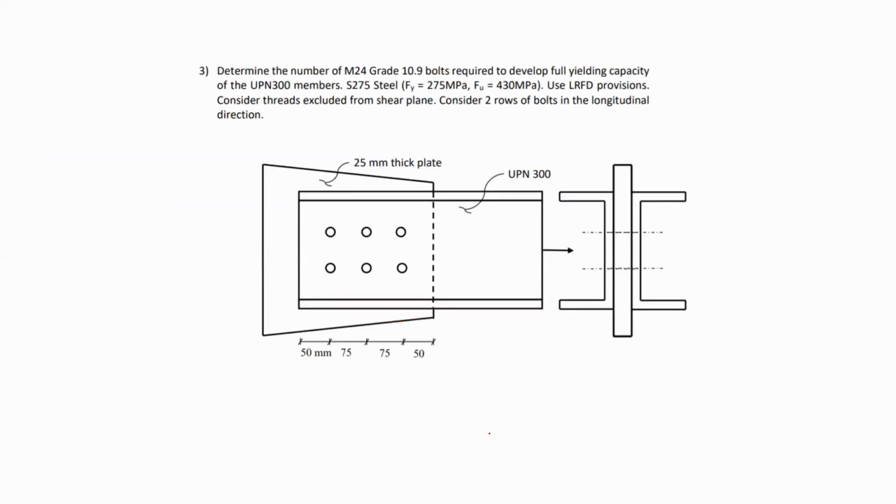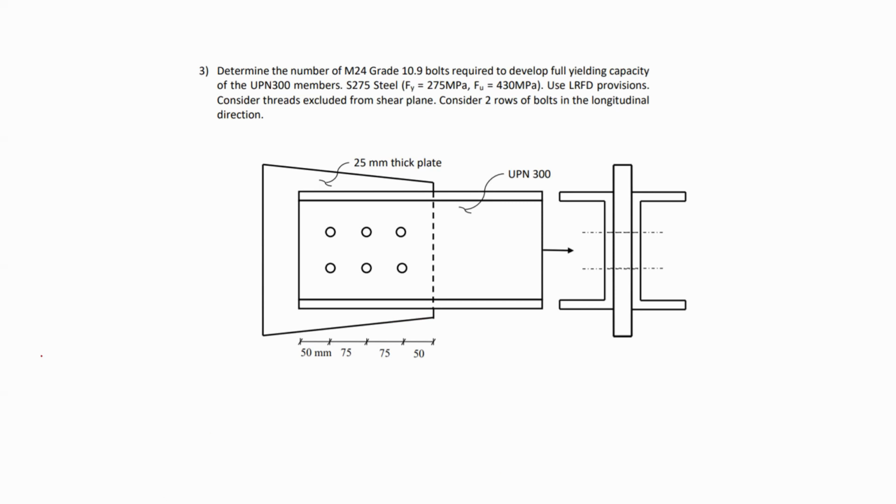Now moving on to the third problem. In this problem, it says determine the number of M24 grade 10.9 bolts required to develop full yielding capacity of the UPN members, S275 steel with Fy 275 megapascal and Fu 430 megapascal. Use LRFD provisions, consider threads excluded from shear plane, and consider 2 rows of bolts in the longitudinal direction.